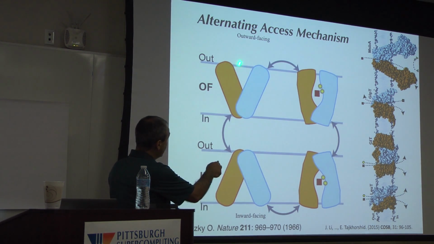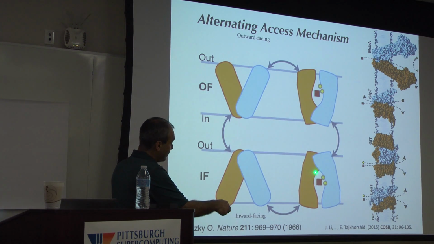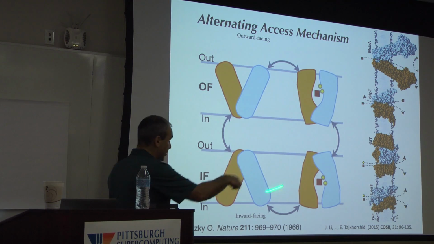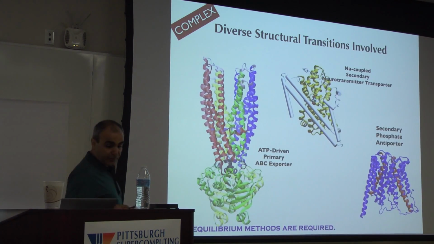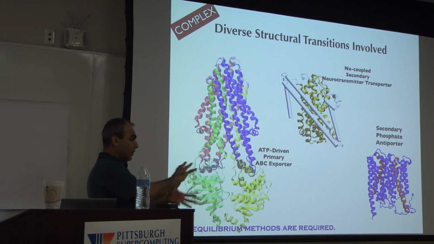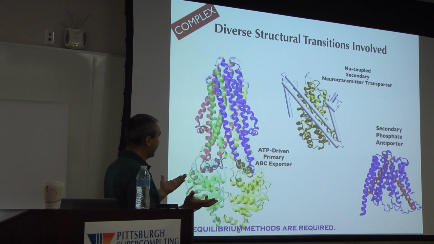I told you they have to open to one side, recruit the substrate and co-transported ions, and then close this gate before they start to open the other gate and release the material. So lots of conformational changes are involved here, and these are just some examples of the type of conformational changes that bring about the alternating access mechanism.